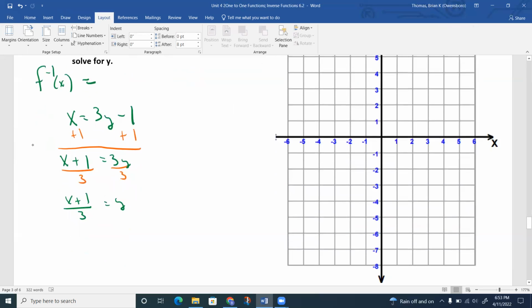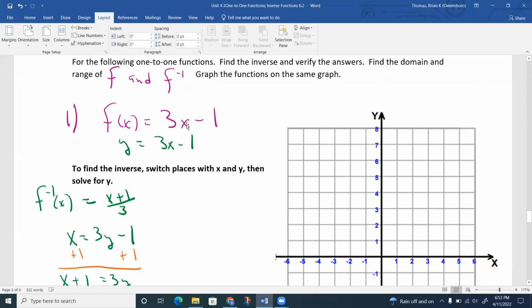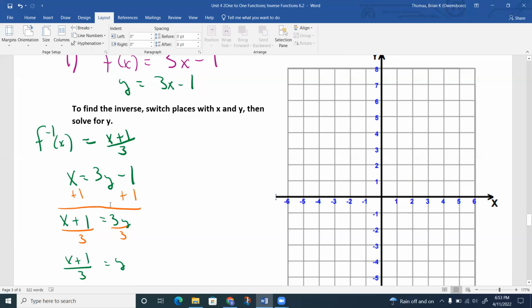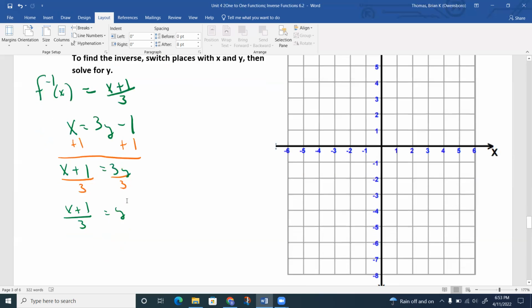So the inverse function would be x plus 1 over 3. That's kind of what we thought. Notice how in our original function, we multiplied by 3 and subtracted 1. The inverse has to undo that, so it has to add 1, then divide by 3, and that's what it's doing. Again, to find an inverse, if they get more complicated, switching the roles of x and y and solving for y would be a better strategy.